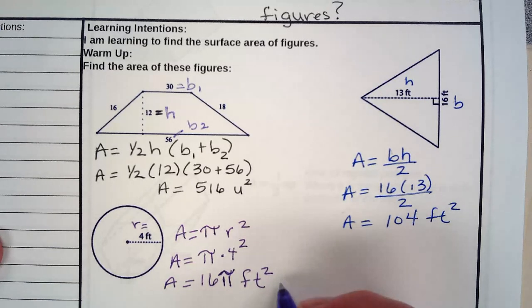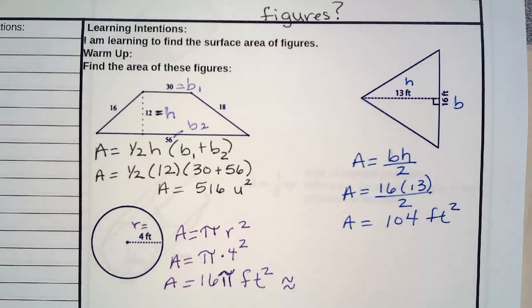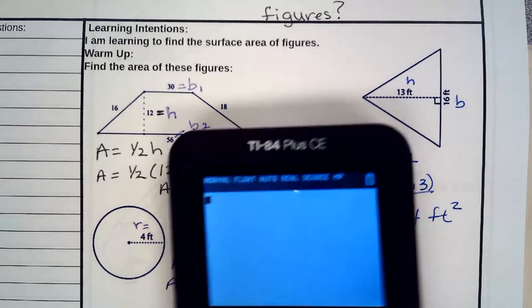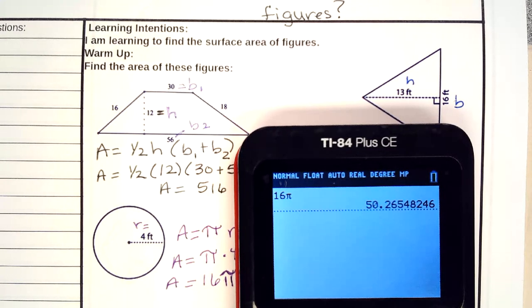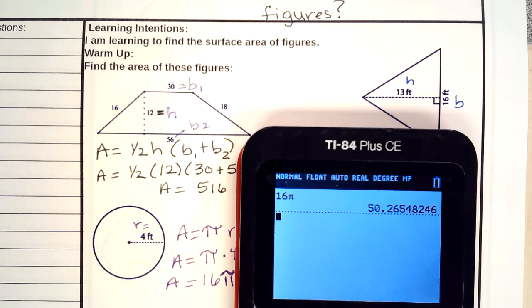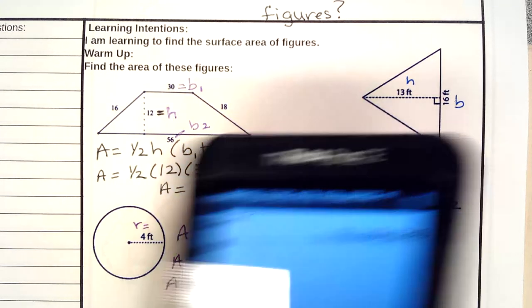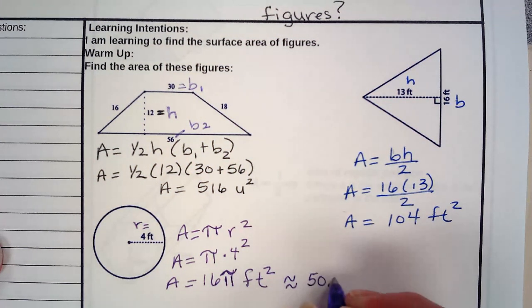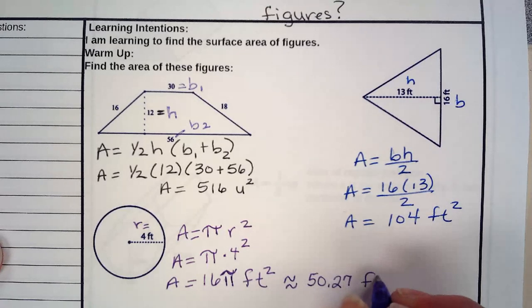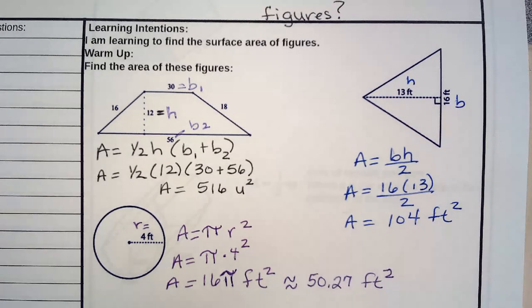What is that approximately? Well, I just type in 16, I hit my second button, I hit that upside down V, and I get my pi. Hit enter, and it is 50.265, so it's approximately 50.27, and then once again feet squared. Hopefully you were able to do all three of those with little or no help.